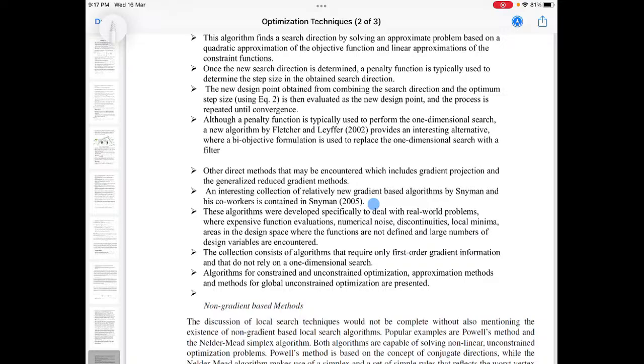in Snyman 2005. It's a paper by Snyman, and these algorithms were developed specifically to deal with real world problems where expensive function evaluations, numerical noise, discontinuities, local minima, areas in the design space where the functions are not defined, and large values of design variables are encountered.